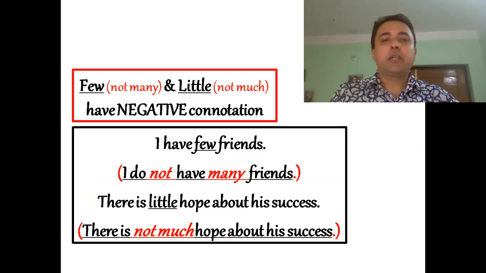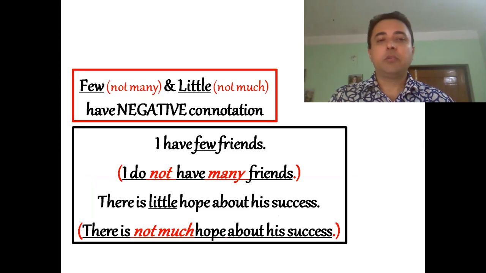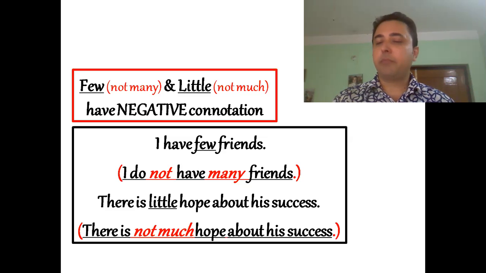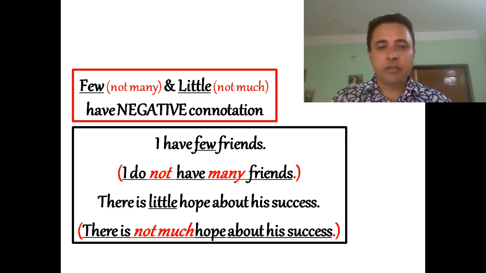Now, coming to few and little. Few and little have negative connotation. Remember that they mean negative without looking like negative in the sentence. Few means not many, little means not much. I have few friends will mean I do not have many friends. There is little hope about his success will mean there is not much hope about his success.